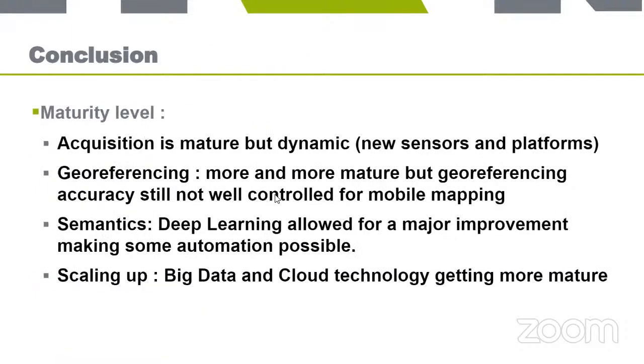I wanted to talk a little bit about the maturity level. Acquisition is very mature. It's not really research anymore, but it's still dynamic because there are lots of new sensors and new platforms, for instance drones and sensors that are increasingly accurate and precise. Geolocalization is more and more mature, but for mobile mapping, I consider the problem is still not completely solved. For semantics, there has been a real revolution in the past years with deep learning, which allowed a really major improvement. It makes some automation possible, even if automation really needs a very high level of quality that is not always obtained by deep learning, depending on what exactly you're trying to model. And for scaling up, big data and cloud technologies getting more and more mature helps us a little bit in handling these massive amounts of data.